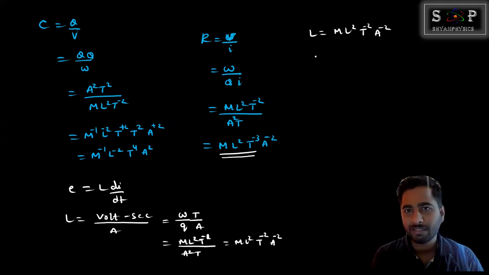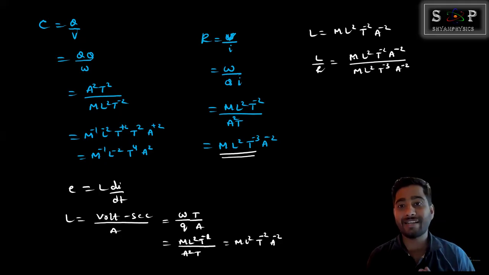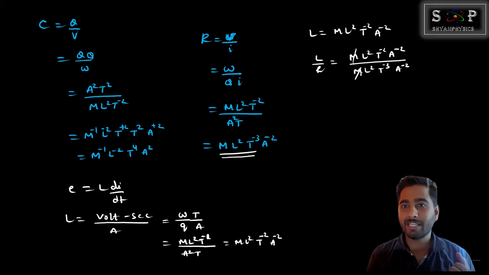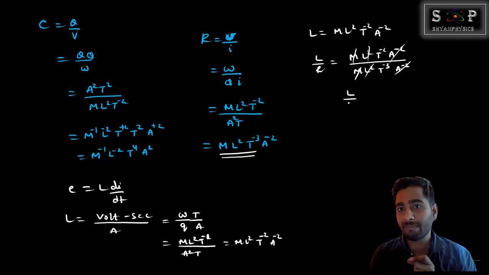If I'll take L by R, here only we wrote M L^2 T^-2 A^-2 divided by R value, we got here M L^2 T^-3 A^-2. Exactly, look, here we made a mistake. Length cancels, ampere also cancels. T to the power minus 3 comes to the numerator, means it is plus 3. So L by R will be equal to the dimension of time.